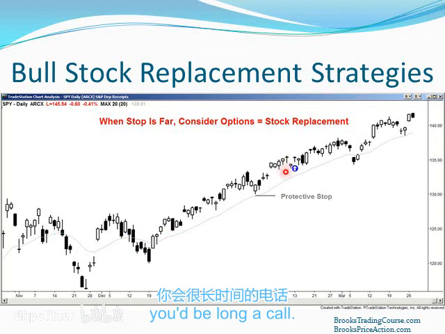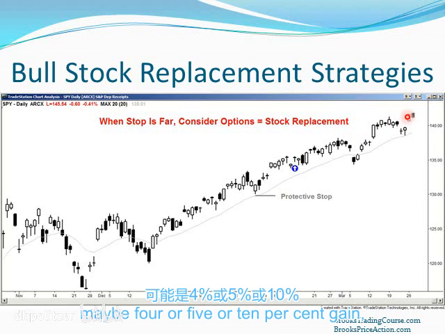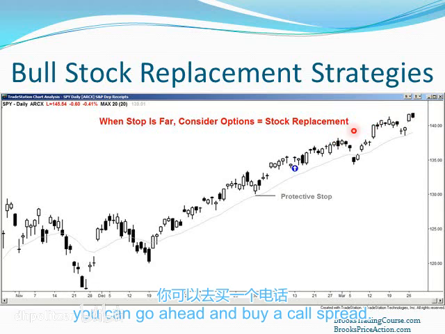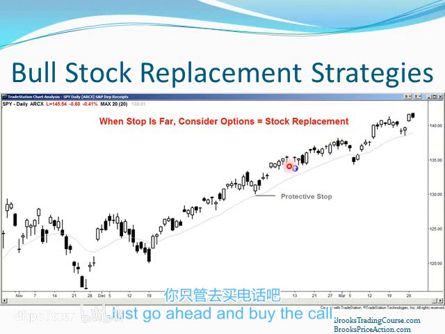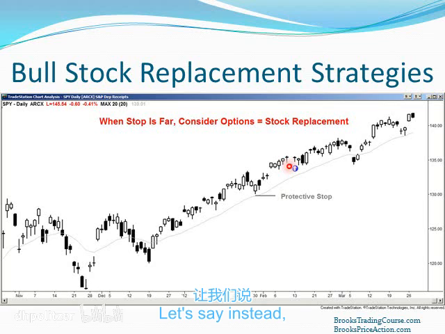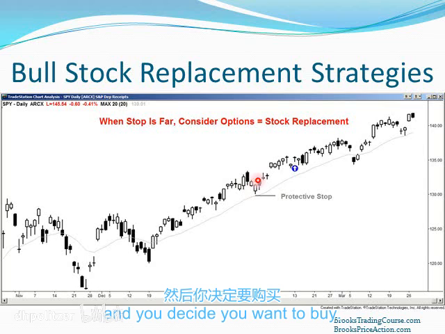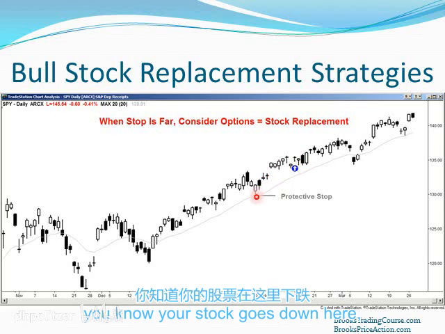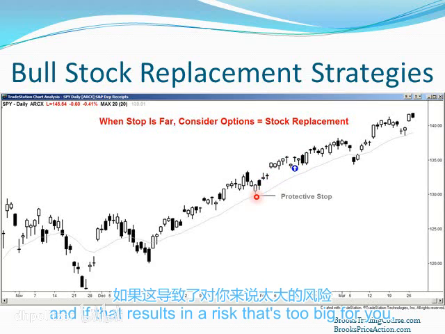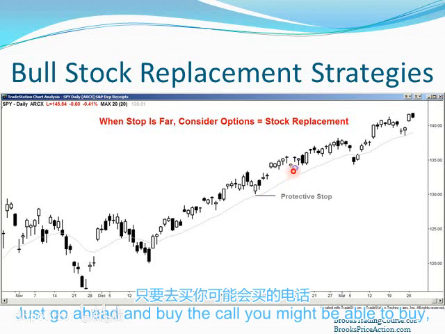And so at this point, you'd be long a call. If you're looking to hold for 2 or 3 months, maybe for a 5 or 10% gain, you could go ahead and buy a call spread. But if you're thinking the market might just go up another 2 or 3% over the next few weeks, just go ahead and buy the call. Let's say instead of being long all the way down here, you're flat for whatever reason and you decide you want to buy up at this area. You know your stop goes down here, and if that results in a risk that's too big for you, don't buy the stock, just go ahead and buy the call.